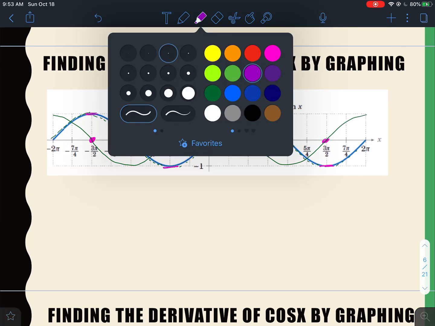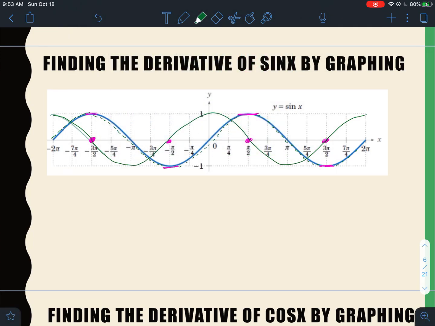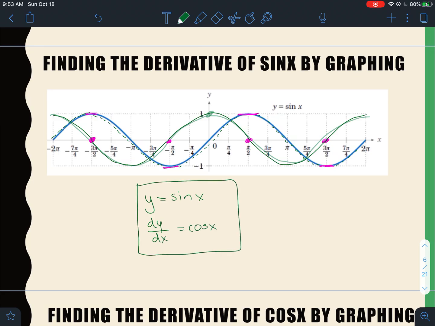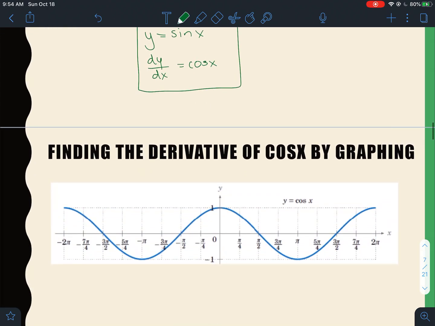Now notice that green line. What did we just graph? If you look at this green line, what is the green line the graph of? It looks very similar to sine, but it starts at 1 instead of starting at 0. That's the graph of cosine. So the derivative of sine: if y equals sine x, then the derivative, dy over dx, is cosine x. The derivative of sine is cosine.